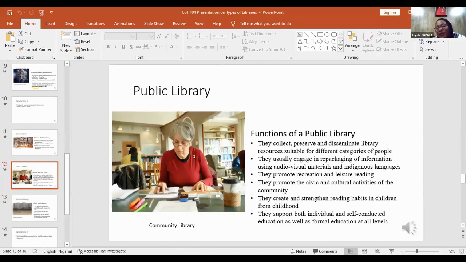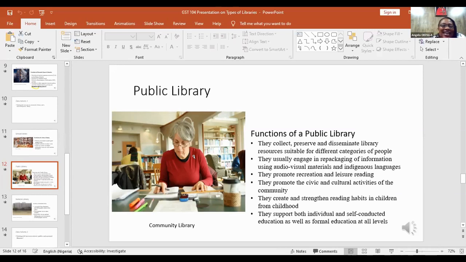Yeah, we have the public library. Now, the public library, let's be a little attentive. What we are just doing is trying to differentiate these libraries. We are trying to distinguish them. Now, the public libraries are located in communities, in local government areas. They are located for the public in communities.